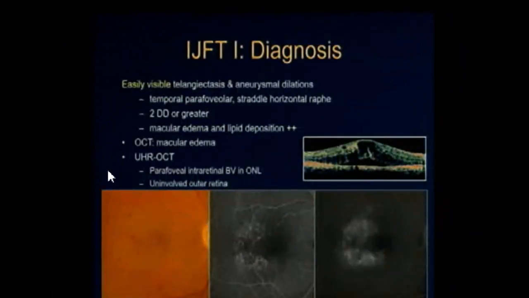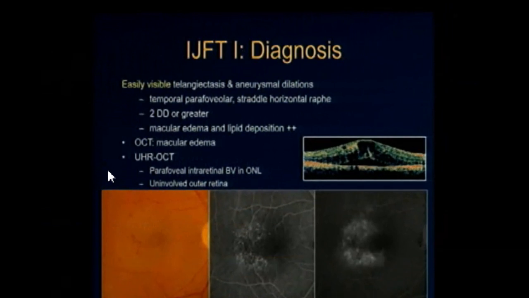Okay. How do you diagnose it? You can see the telangiectasis clinically. All right. So easily visible telangiectasis and aneurysmal dilations, usually straddling the temporal foveal raphe. If you draw a line, usually you've got telangiectasia above and below the horizontal line, usually temporally. It can be nasal, but usually it's temporal. Usually they cover a surface that is no more than 2 disc areas next to the fovea, and it is associated with exudation, therefore macular fluid and lipid.